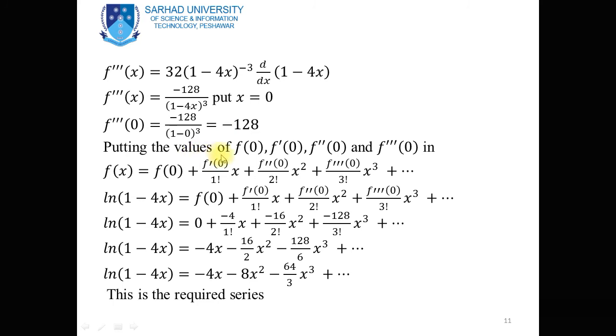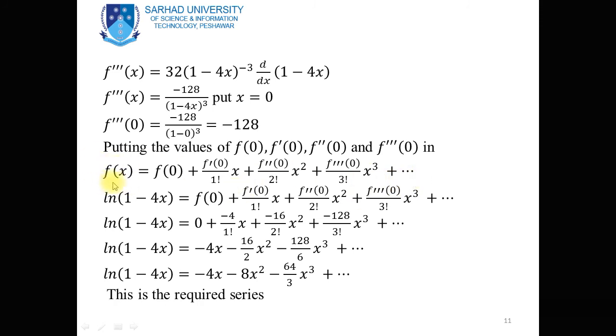Now putting all the values for the function at x is equal to 0, the first order derivative at x is equal to 0, the second order derivative at x is equal to 0, and the value of the third order derivative at x is equal to 0 in this Maclaurin series: f of x is equal to f of 0 plus f prime at 0 divided by 1 factorial into x, plus f double prime at 0 divided by 2 factorial into x square, and f triple prime at 0 divided by 3 factorial into x cube, plus and so on.